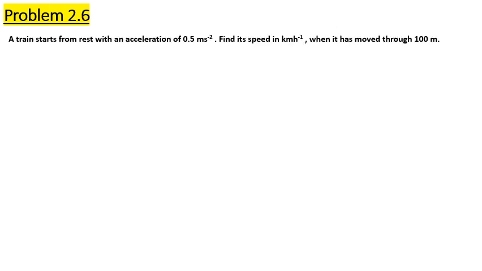Problem 2.6. A train starts from rest with an acceleration of 0.5 meter per second square. Find its speed in kilometer per hour when it has moved through 100 meters. In this statement, we have initial velocity 0 meter per second because a train has started from rest. When something is at rest, its initial velocity is 0. Its acceleration is 0.5 meter per second square. We have to find out its speed when it has moved through 100 meters.